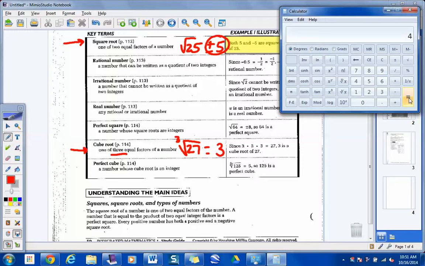But just get the idea down. You know that a cube root is a number that's a factor of itself how many times? Or has the same factor how many times? Cube root, how many? 3. Square root? Okay.